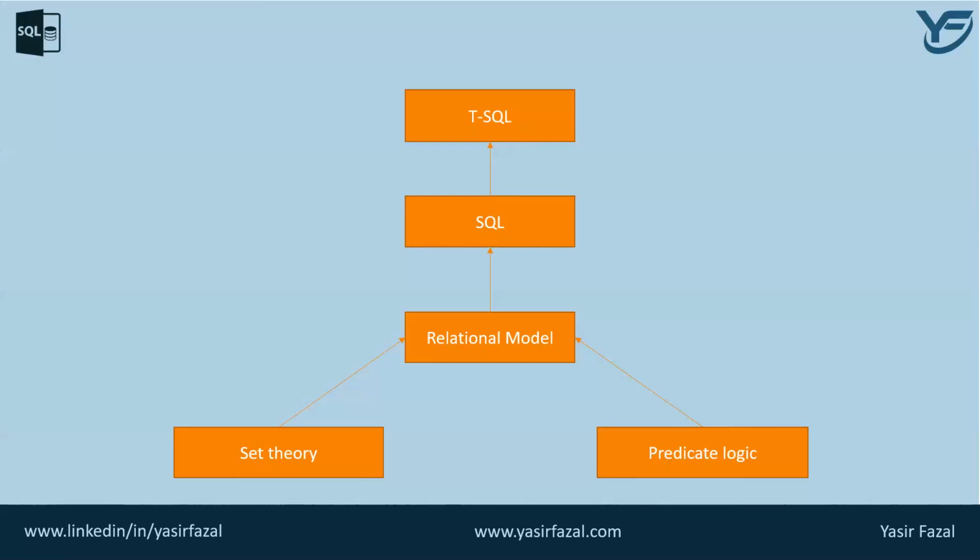For example, if Microsoft is providing a very good feature which is not available in standard SQL, then you need to go for Microsoft SQL. And in many ways, you have to. So this is all about how SQL evolved. In further topics, I'm going to talk about the relational model. And when I talk about the relational model, I mean set theory and predicate logic.